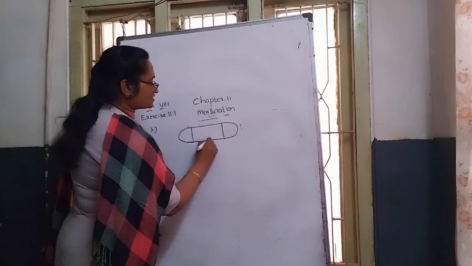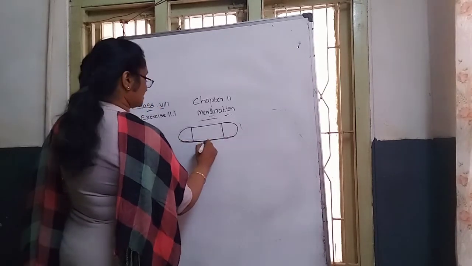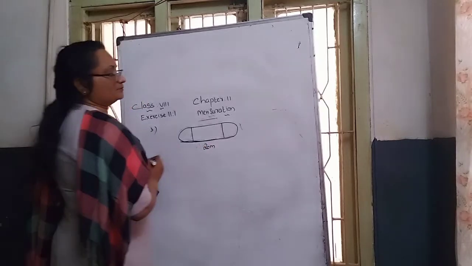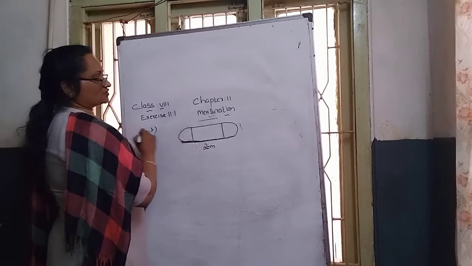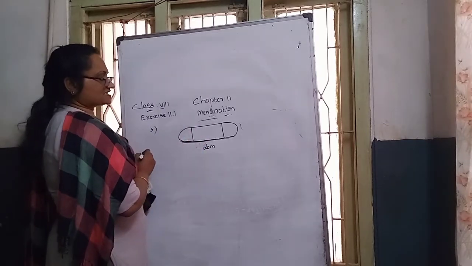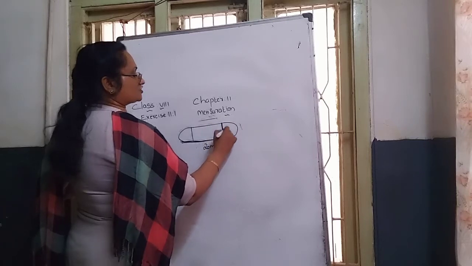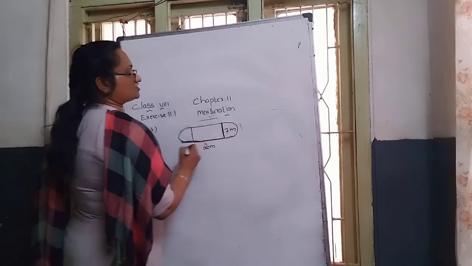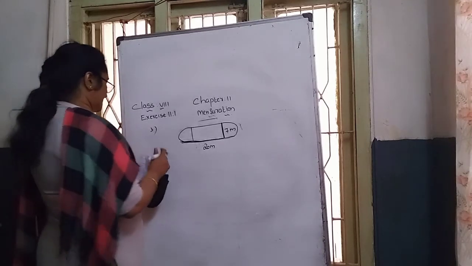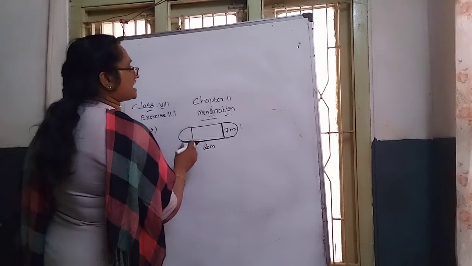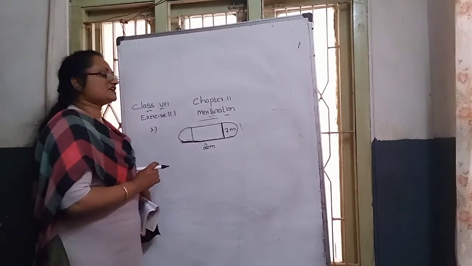The total distance from here to here is given as 20 meters. The total length of that garden is given as 20 meters. And this side, this part, they also gave as 7 meters. In this way they gave it in the question. The question asks: find the area and the perimeter of this garden.